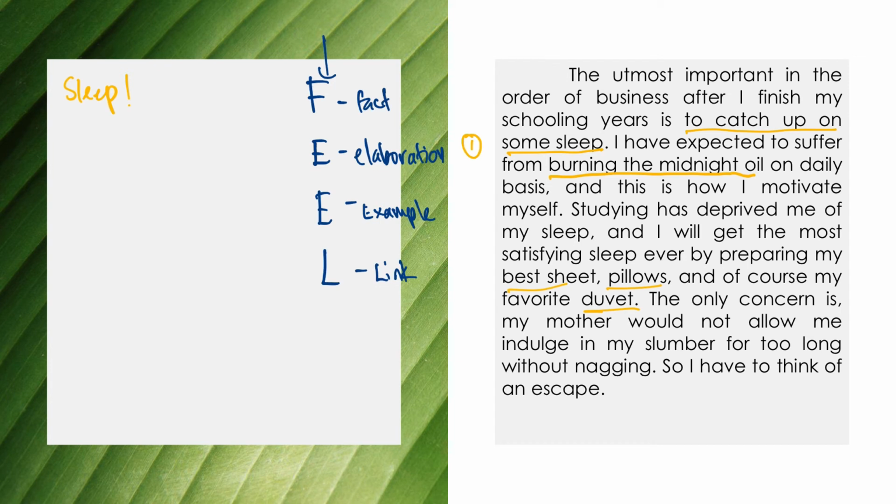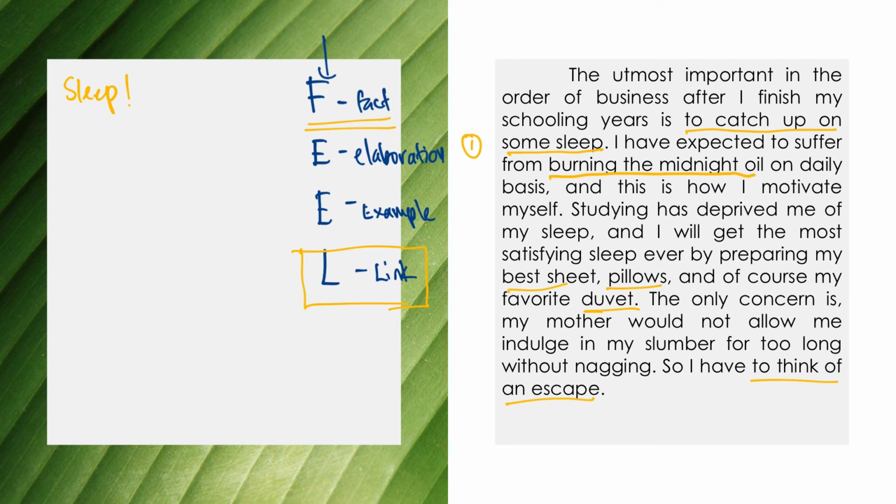The only concern is my mother would not allow me to indulge in my slumber for too long without nagging. Okay, that is another explanation, so I have to think of an escape. Right, actually, this is a foreshadowing to my next point. So the last sentence is actually the link, which creates a bridge from paragraph 1 to the next paragraph. So what do you think is the next point in my next paragraph? So it goes to the second point in my next paragraph.